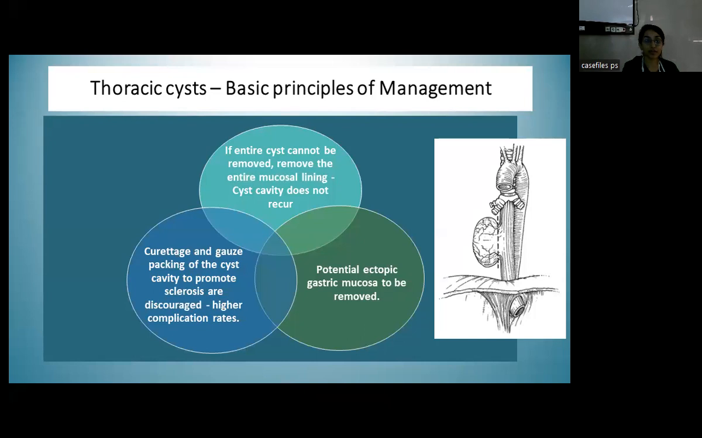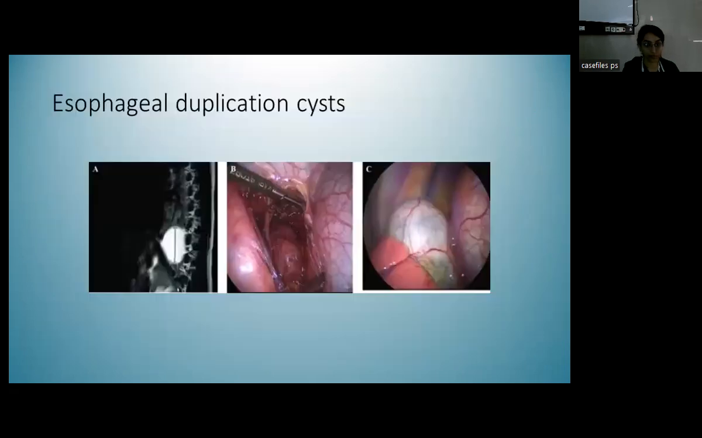If at all the cyst cannot be entirely removed, at least the entire mucosal lining has to be stripped off so that the cyst cavity does not recur. Curettage and gauze packing of the cyst cavity to promote sclerosis are discouraged these days because they have a higher complication rate. Potential ectopic gastric mucosa is supposed to be removed.